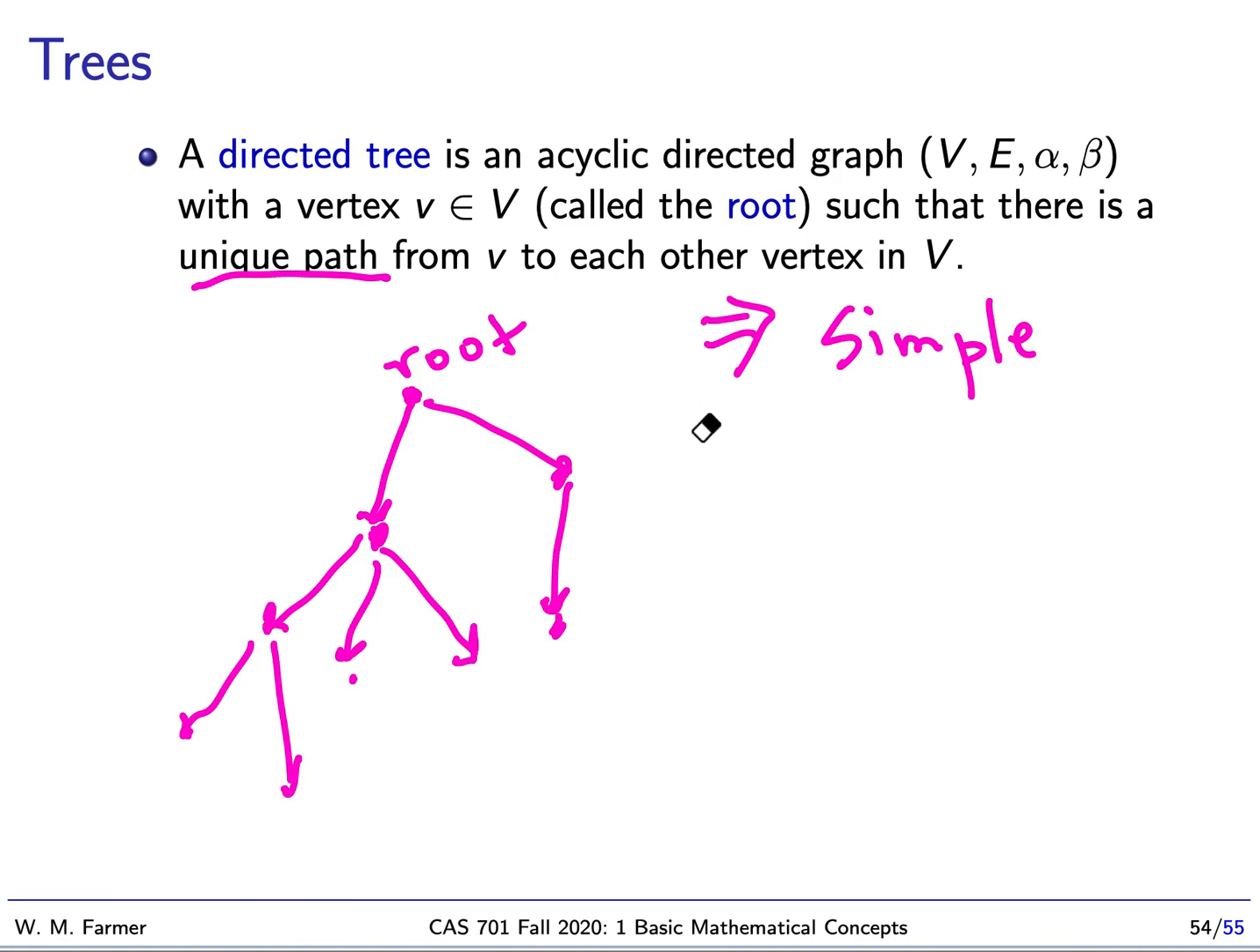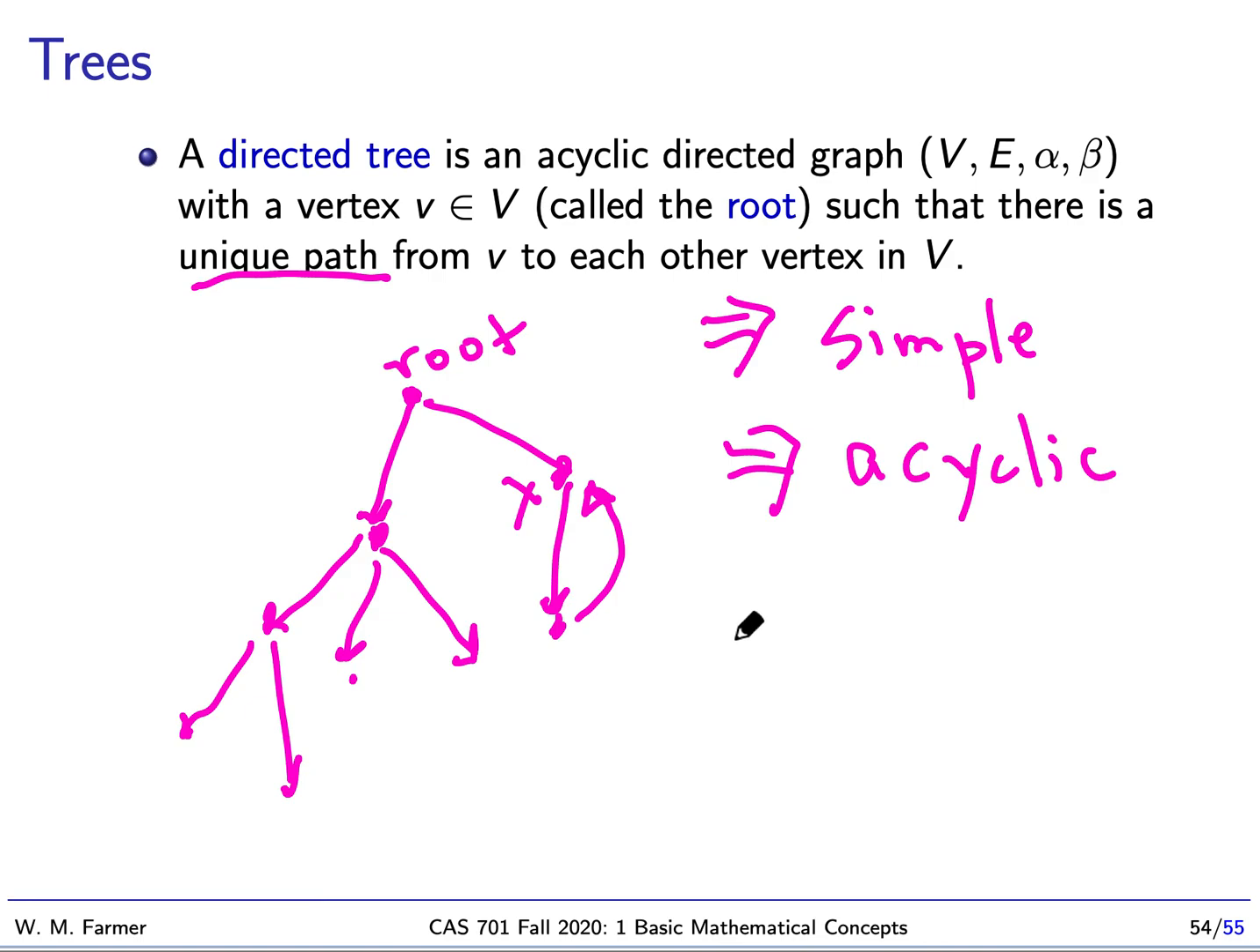The other thing it implies is that it's acyclic. Because let's say we had a cycle here, then we could have a path that goes from the root to, let's say, X. We could go from the root to X this way, or we could go to X, to here, back to X, maybe several times. So there'd be several paths to X. There would not be a unique path. So a directed tree is always simple and always acyclic according to my definition.